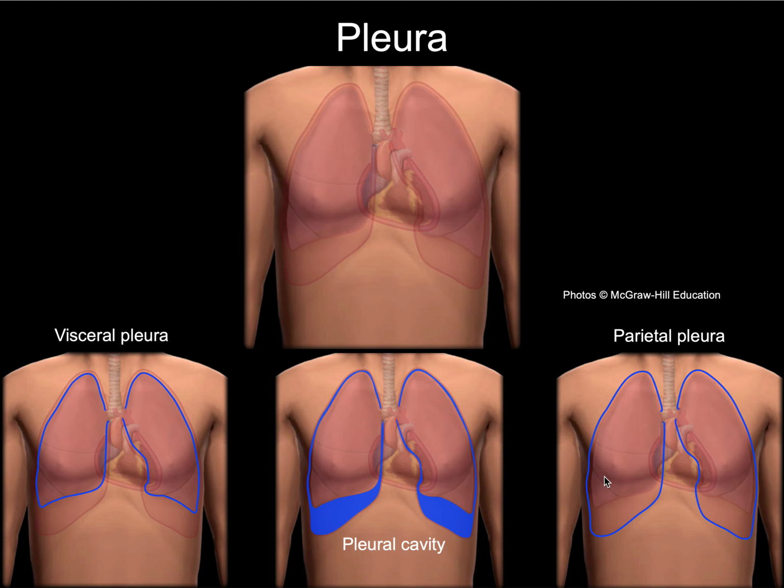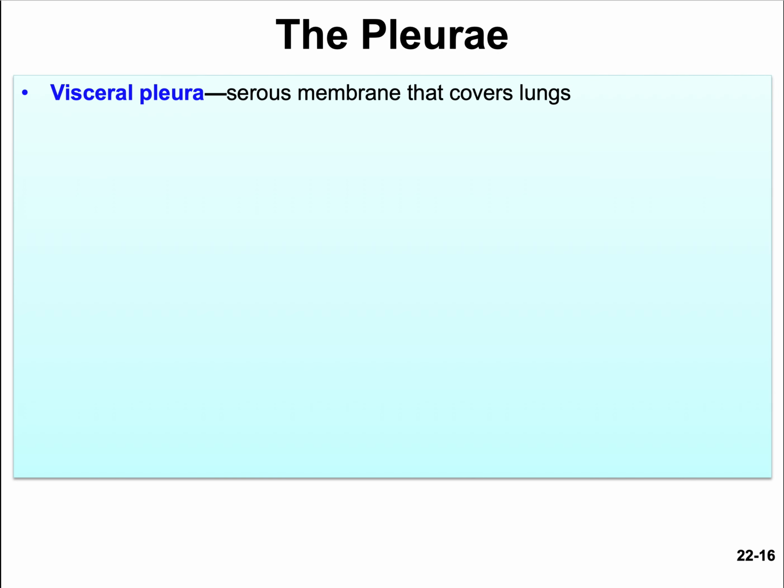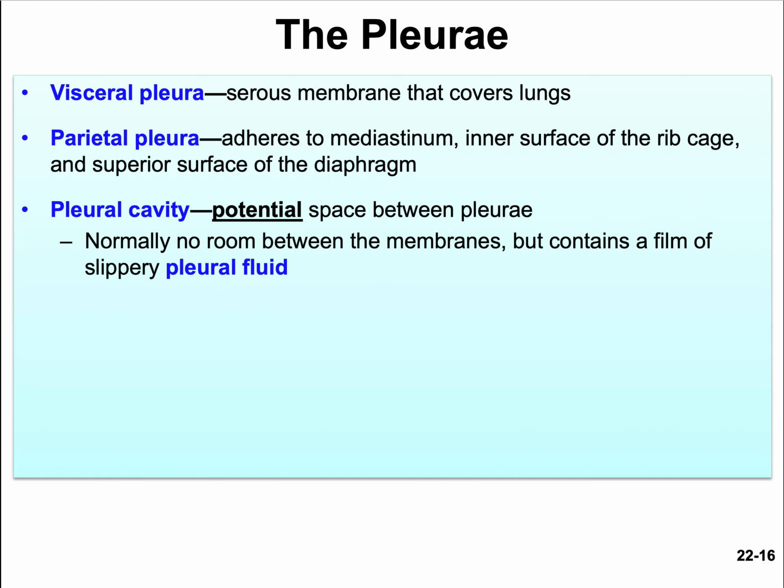And we're going to look at the chest expansion here in just a second. So the visceral pleura covers the lungs, and the parietal, as you can see, adheres to the mediastinum. So I've been talking about that, the midline of the body, when you're opening up the cats for the digestive system dissection. And the pleural cavity is this potential space. Normally, there's no room. There's just a fluid called pleural fluid. Big surprise.